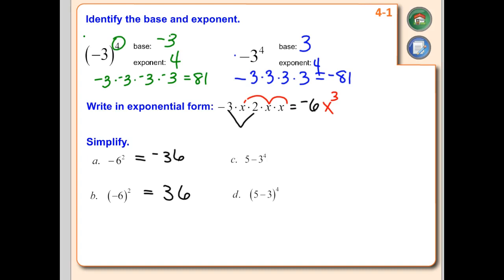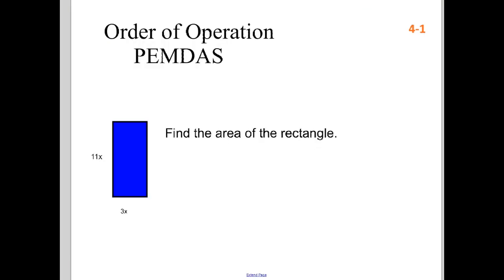Let's look at letter C. Ooh, no parentheses, so we've got to use 5 minus, well, we learned 3 to the 4th is 81. What's 5 minus 81? Yeah, we've got negative 76. Oh, wow, look, when we put parentheses, it changes everything. What's 5 minus 3? Well, 5 minus 3 is 2, and 2 to the 4th power is 16. So again, please pay attention to who's in the parentheses and who's out of the parentheses.